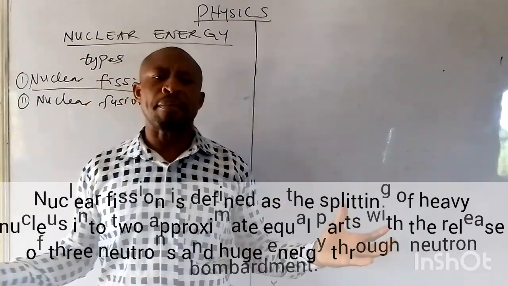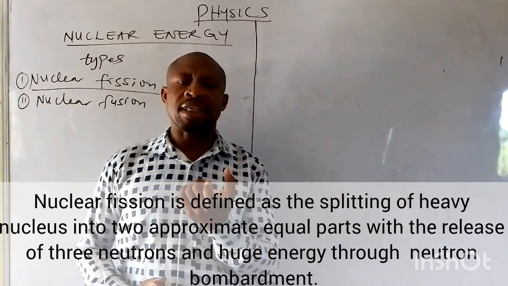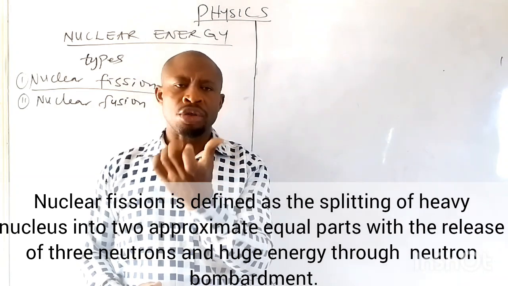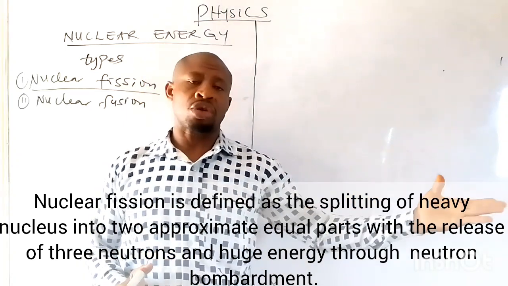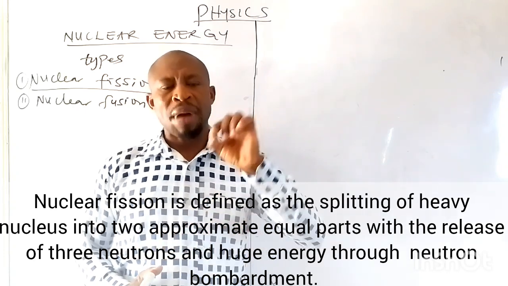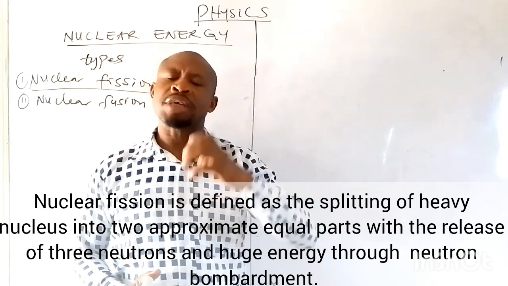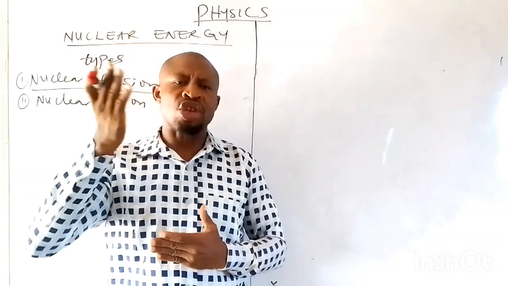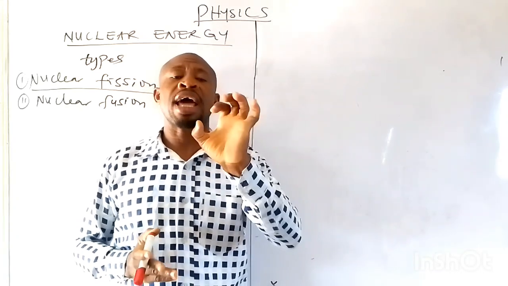Nuclear fission is nothing but the splitting of a heavier nuclide into two or more approximately equal nuclei, and the release of about three neutrons or more, and a huge amount of energy, by the process of neutron bombardment. And of course, by that neutron bombardment, we can split this heavy nucleus only with the help of a fast-moving particle like a neutron.